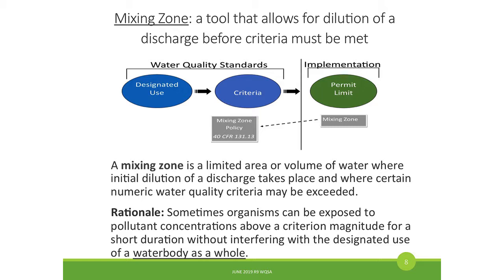And then on the water quality standards side, states could choose to have a mixing zone policy. This would be similar to a variance policy in that they're optional, but if a state does choose to have a mixing zone policy, that would be a water quality standard that would be submitted to EPA for review and approval or disapproval.